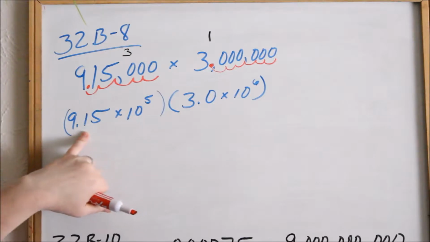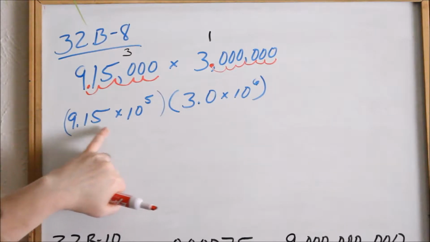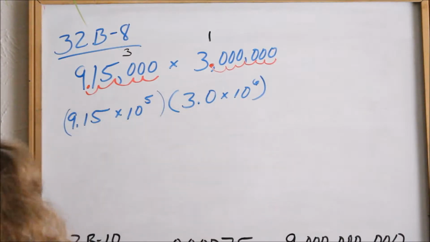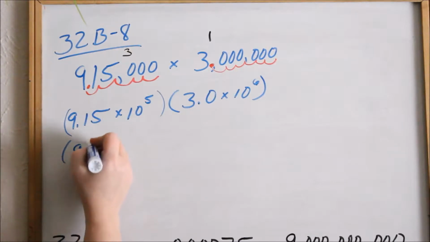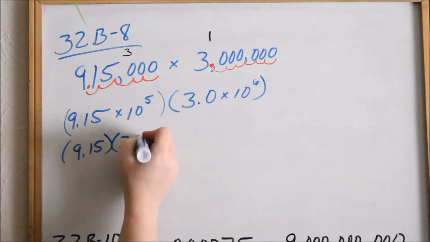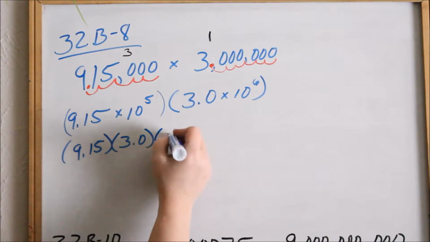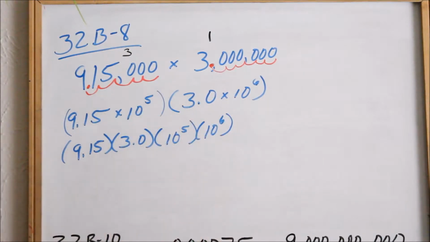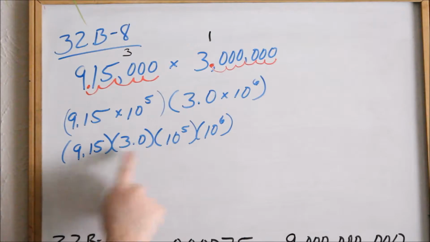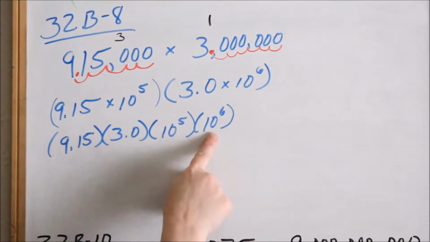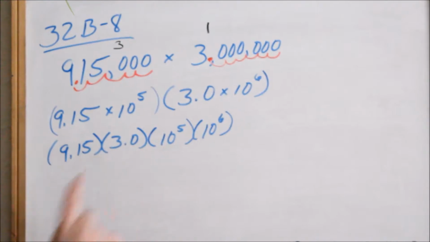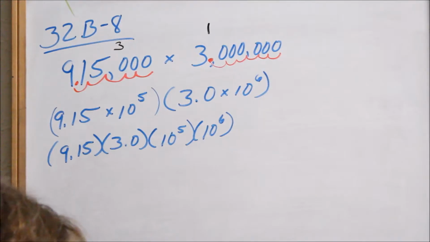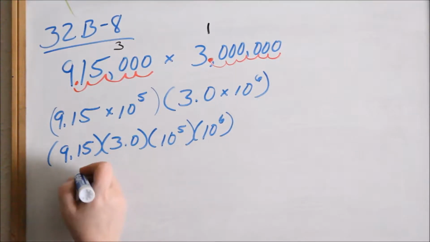So now we have this. Just so you know, this is 9.15 times 10 to the 5th times 3 times 10 to the 6th. Everything is being multiplied, so I'm going to regroup everything. I can change the order of multiplication because multiplication is commutative. Changing the order of it does not change the value. So I'm going to group my numbers together, and then I'm going to group my tens to the exponents together. Here, this means 9.15 times 3. So I literally do that in my calculator. That came out to 27.45.